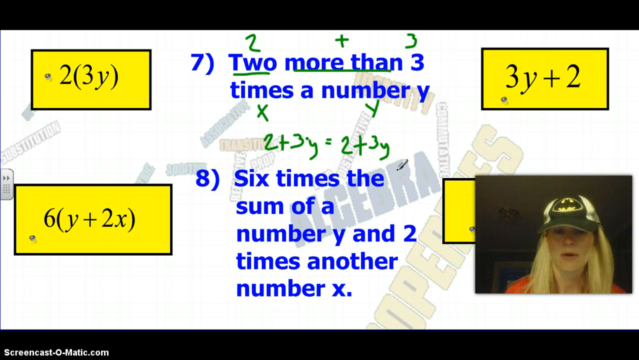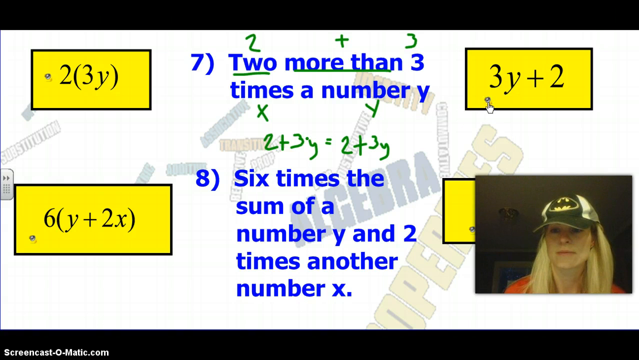And then we want to pick out which one of these match. Okay. Obviously, it's not this one. That's 2 times 3 times the number y. This is 6 times the sum, x plus 2y. 6 times the sum, plus y plus 2, and then times y. And then 3 times y plus 2. So obviously this is the right answer here. Hooray! Yay!